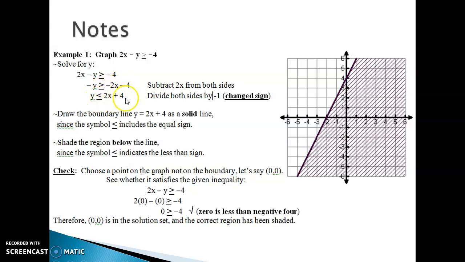So that is my inequality that I'm about to graph. To graph it, I treat it just like an equal sign. We have graphed y equals 2x plus 4 for the last 2 months, so that is not new. In my mind right now, I'm treating it just like an equal sign, and then I will look at the inequality symbol to make the 2 changes that we have discussed thus far.